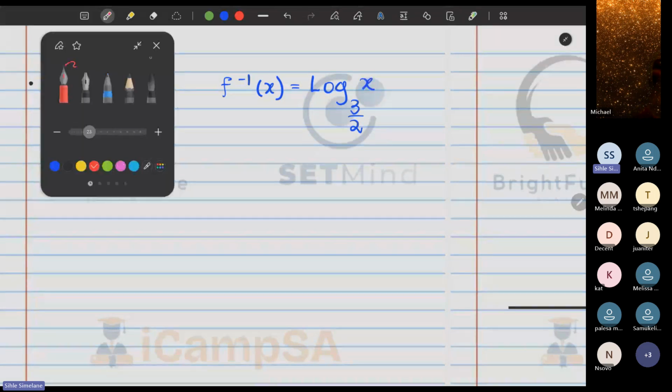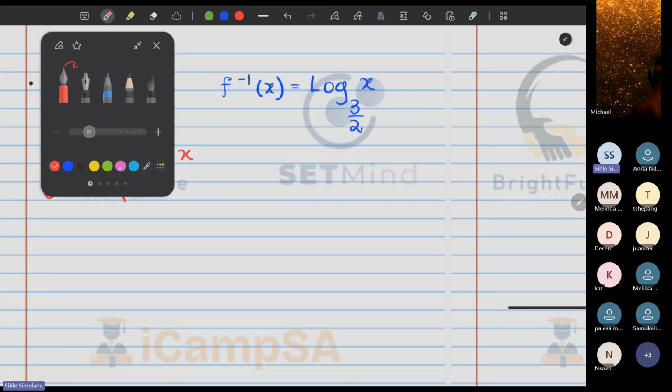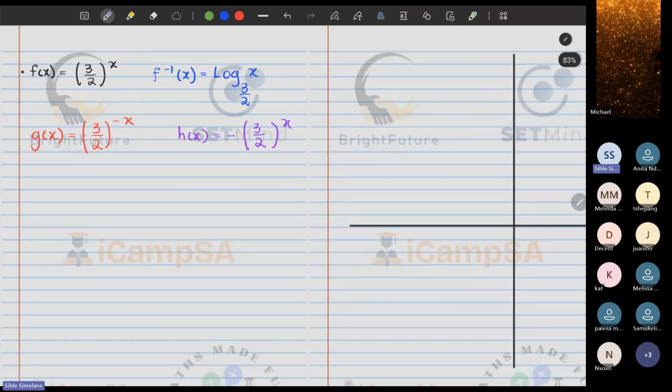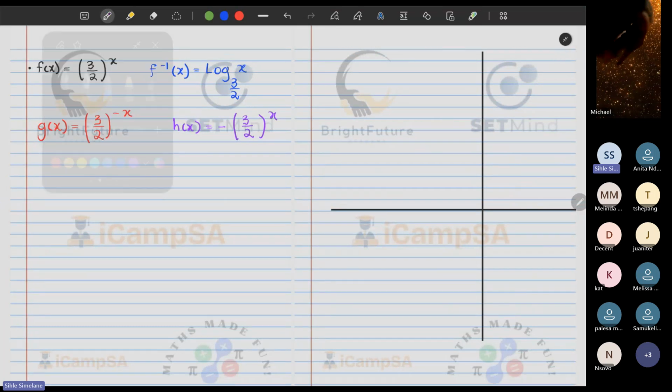And then if you remember, guys, we then had to go and find g of x, which, if you go to the previous page, you'll see is 3 over 2 to the power of minus x. And then we found h of x, which was equal to, I think, minus 3 over 2 to the power of x. So we need to go and plot all of these.